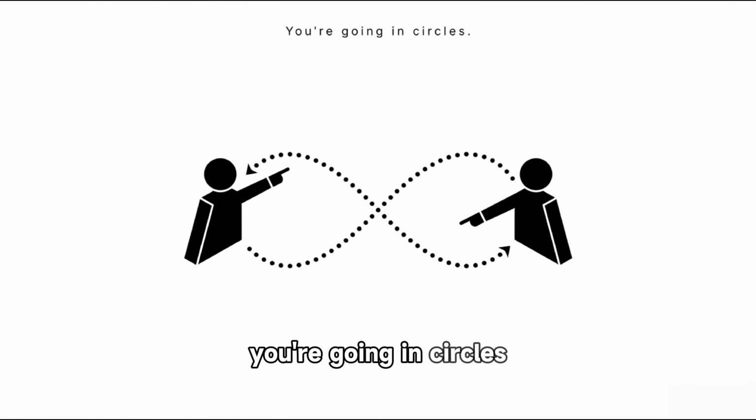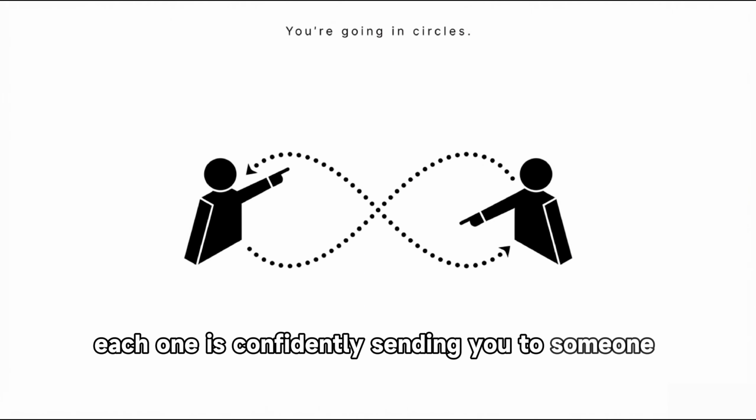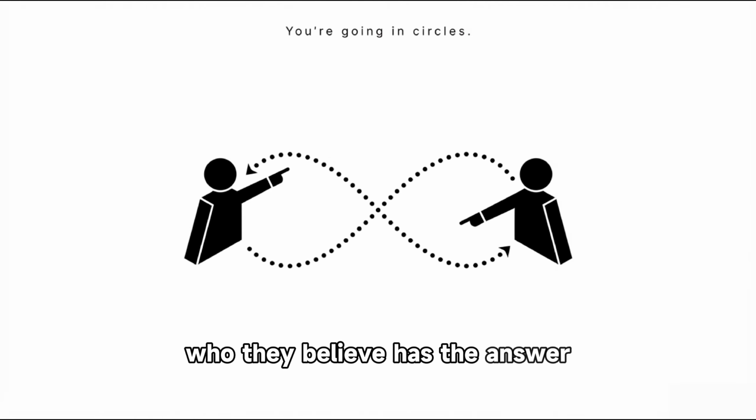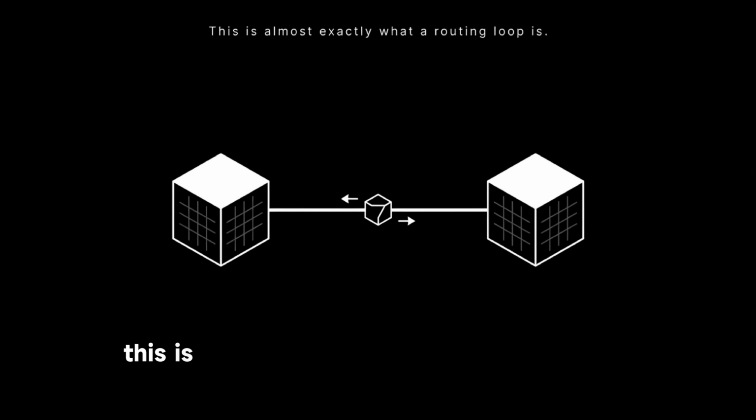You're going in circles. Neither person actually knows how to reach your destination, but neither of them knows they don't know. Each one is confidently sending you to someone else who they believe has the answer. The answer doesn't exist. You just keep walking. This is almost exactly what a routing loop is.